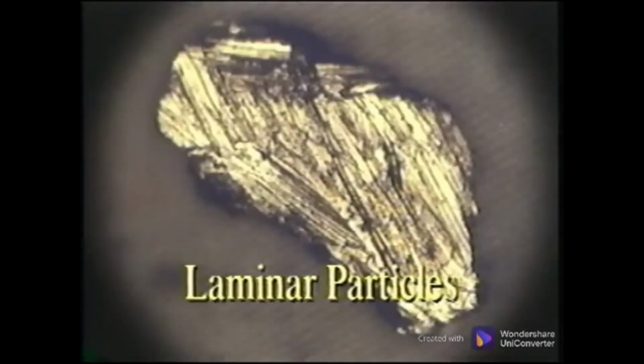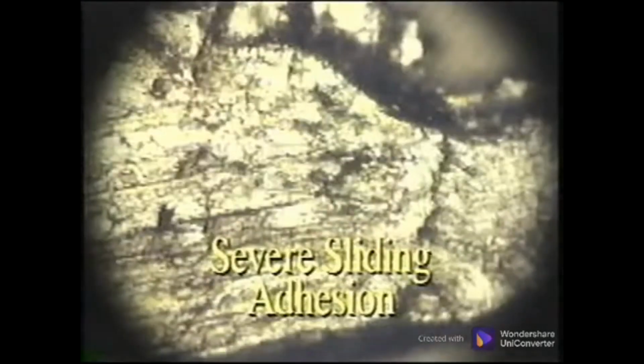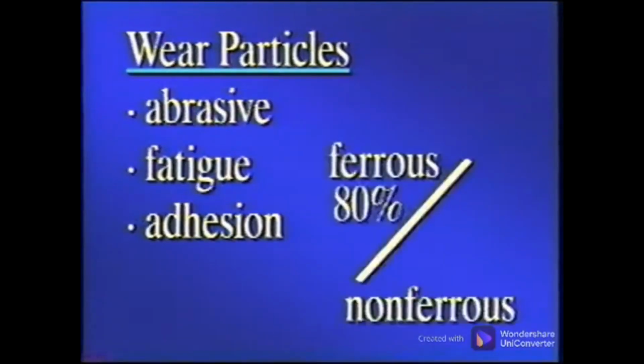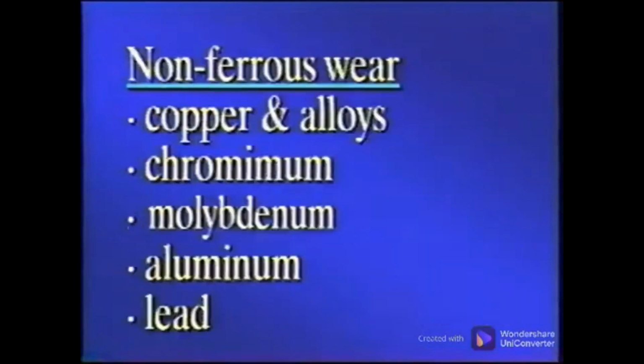Laminar particles are similar to plates and may be round or oblong but thin and have parallel lines in one direction. These are from severe sliding or adhesion wear and can be the result of a rub, imbalance, or misalignment. These 3 wear particle types, the abrasive, fatigue, and the adhesion, can be ferrous or non-ferrous metals, although typically 80% of the wear particles are steel or cast iron ferrous particles.